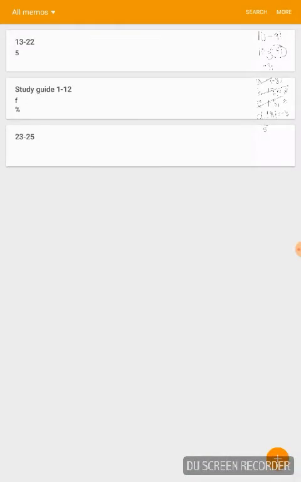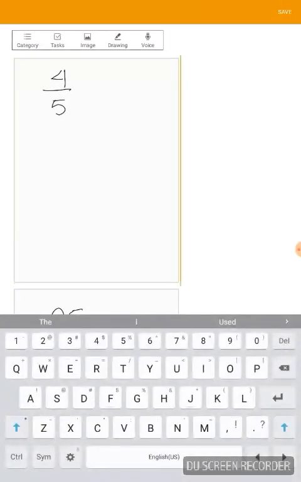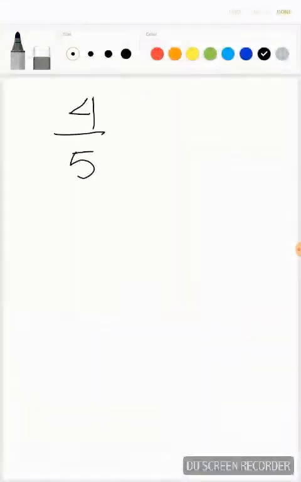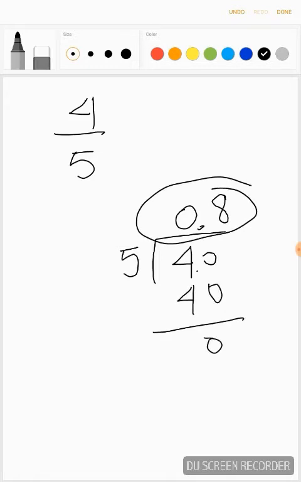All right. On the last stretch, we have 3 more to go. So we need to convert into a decimal. 4/5. And we said earlier, top number always goes inside the house. So we have 4 divided by 5. 5 cannot go into 4, so we're going to put a 0 and we're going to add a decimal. So how many times can 5 go into 40? 8 times, and that's 40. It cancels out. So your answer is 8/10.